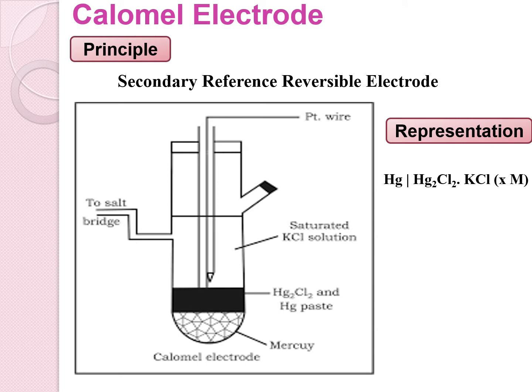The principle of calomel electrode is that it is a secondary reference reversible electrode. Now why secondary? We have seen that its potential value is obtained from the hydrogen electrode, that is why it is a secondary reference, because its potential value is known. Reversible. Why reversible? Because it can act as a cathode or as an anode, and it depends upon its connection with the other electrode. Now let us see the construction of this calomel electrode.